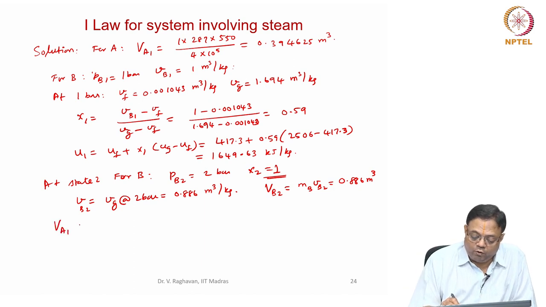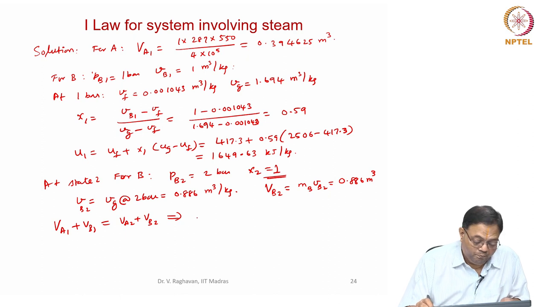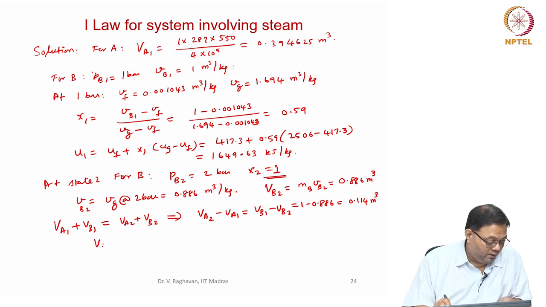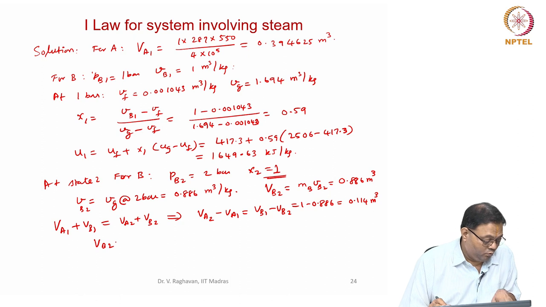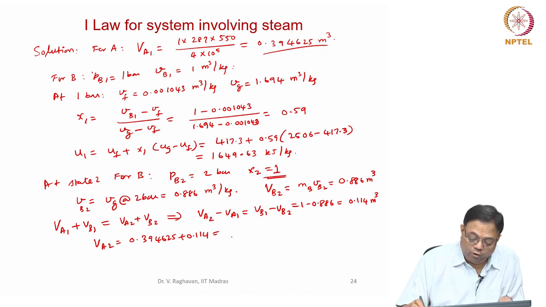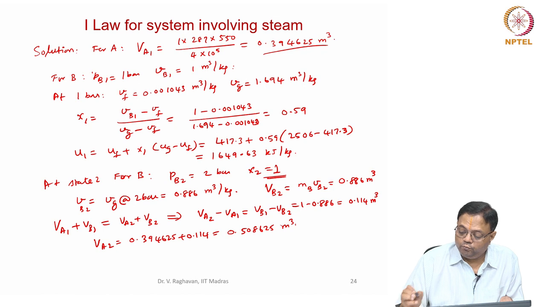Now apply this: VA1 plus VB1 will be equal to VA2 plus VB2. That should be obeyed. So this implies VA2 minus VA1 will be equal to VB1 minus VB2, equal to 1 minus 0.886, equal to 0.114 meter cube. VA1 is known, so you can find VA2 as 0.394625 plus 0.114, equal to 0.508625 meter cube. That's it.